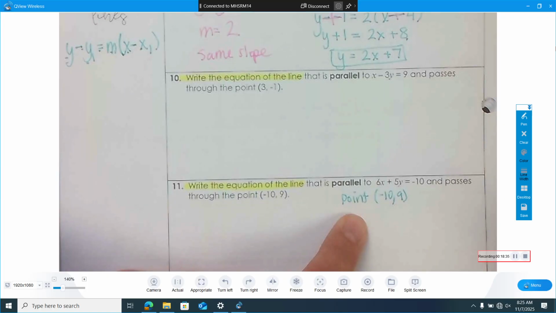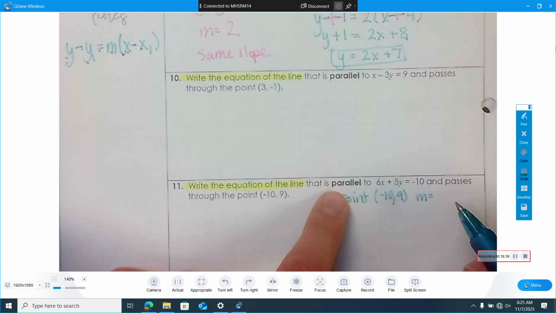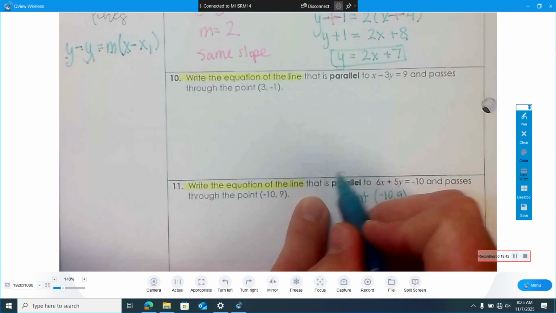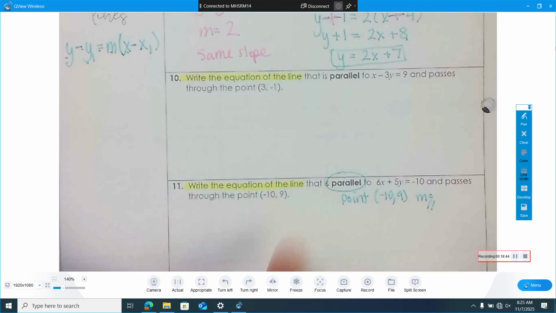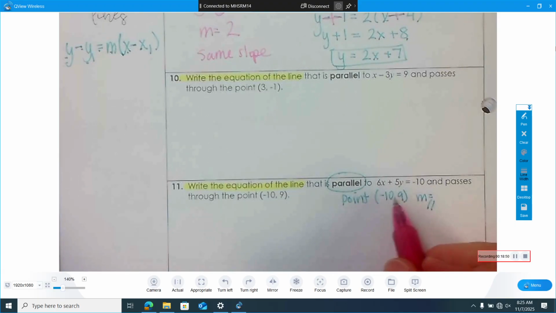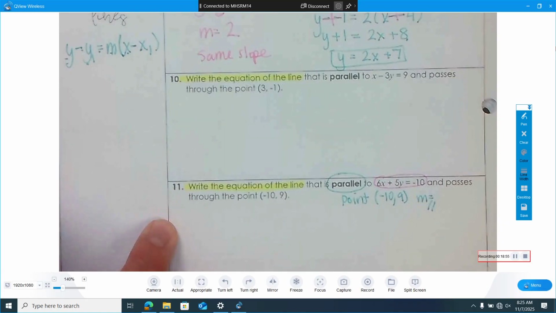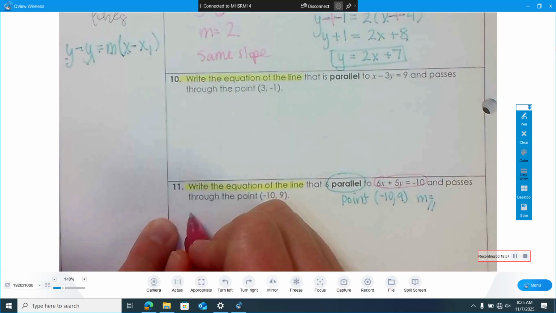What do I need? M. I need the slope. All right. And I need a slope that is parallel. So I want a parallel slope. So what do I need to do? Why did they give me this equation? Solve it to be y equals m. Yeah, solve it so that we can figure out the slope. We want to get y by itself.